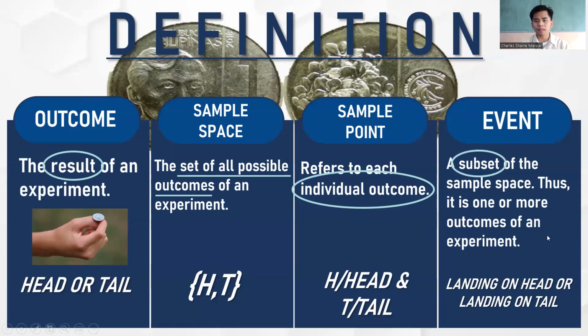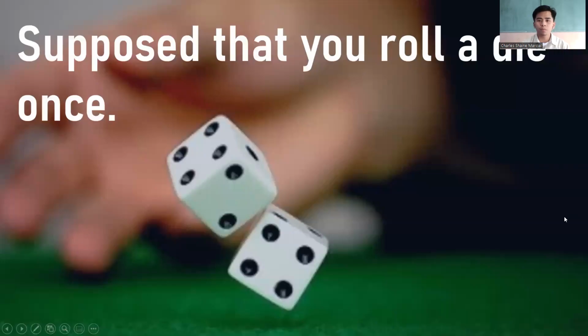Okay, yan yung mga kailangan nating tandaan na keyword para mas madali nating ma-recognize or ma-identify yung outcome, sample space, sample point, and event. Alright? Next, suppose that you roll a die once. Okay? Try nating hanapin or i-identify kung ano ba yung mga outcome, sample space, sample point, and event kapag nag-roll tayo ng die. Okay? So, isa lang yung i-roll natin.